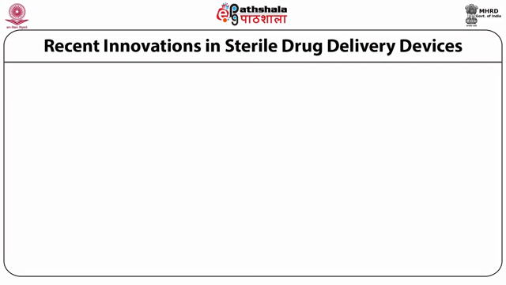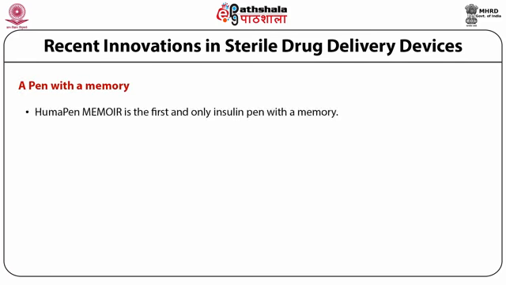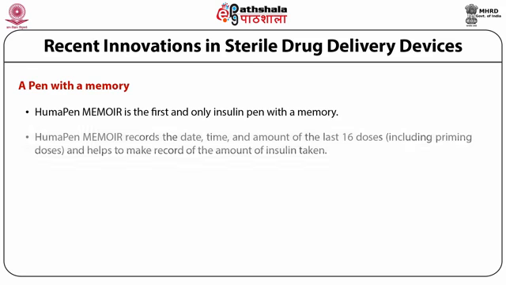The next development is something referred to as a pen with a memory. HumaPen Memoir is the first and only insulin pen with a memory. HumaPen Memoir records the date, time, and amount of the last 16 doses, including the priming doses, and helps to make a record of the amount of insulin taken.